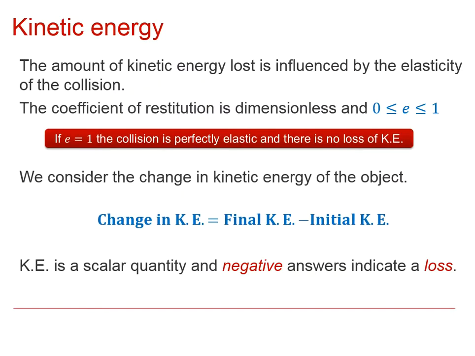So the amount of kinetic energy lost is influenced by the elasticity of the collision. We know from our previous video that the coefficient of restitution is dimensionless and that it is between 0 and 1. 0 means that the objects would join, and 1 means a perfectly elastic collision, which means no loss of kinetic energy. So we're interested in the change of kinetic energy, and that is the final kinetic energy subtract the initial kinetic energy. Kinetic energy is a scalar, and when we have a negative answer, that means there's been a loss in kinetic energy.